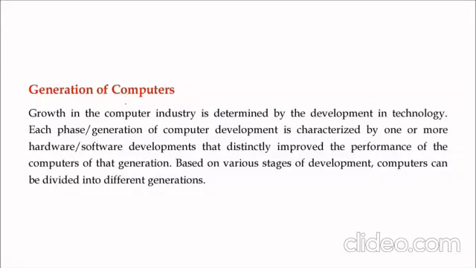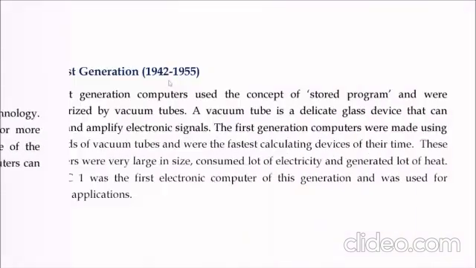Now we'll see the generations of computers. How have these generations come about? Each generation is characterized by some hardware or software development that has given a paradigm shift, or you can say, an immense improvement in the performance of the computer. Based on these stages, computers can be divided into different generations. We'll talk about these generations now.